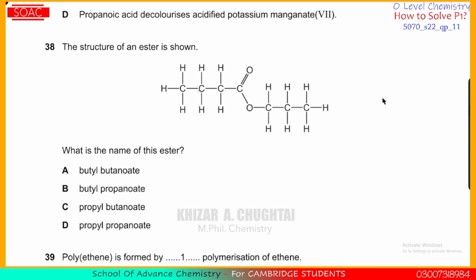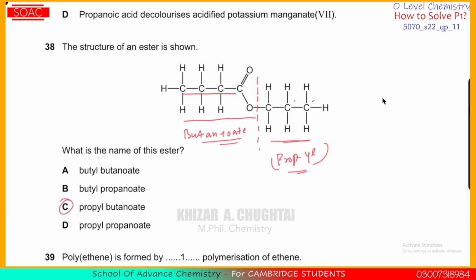The structure of an ester is shown over here. And what is the name of the structure? To give the name of the structure, I am going to cut this molecule into two halves from the C single bond O in such a way that both oxygens are lying on one side. So where there is no oxygen, this is coming from alcohol and 3 carbons are over here. Its name is written with ending YL, I mean propyl, and here are 4 carbon atoms and its name will be butane plus OATE, butanoate. So propyl butanoate, C is the correct option.